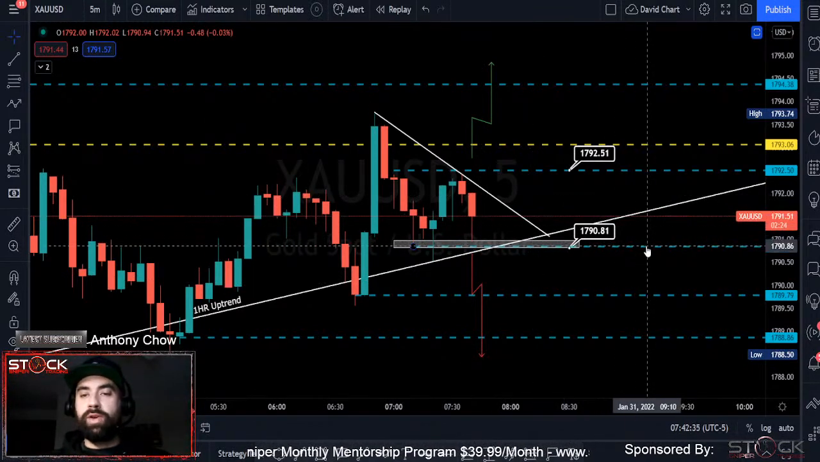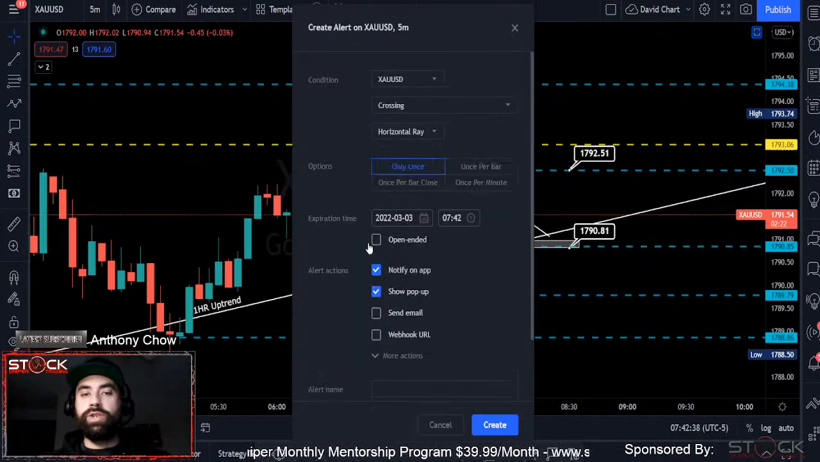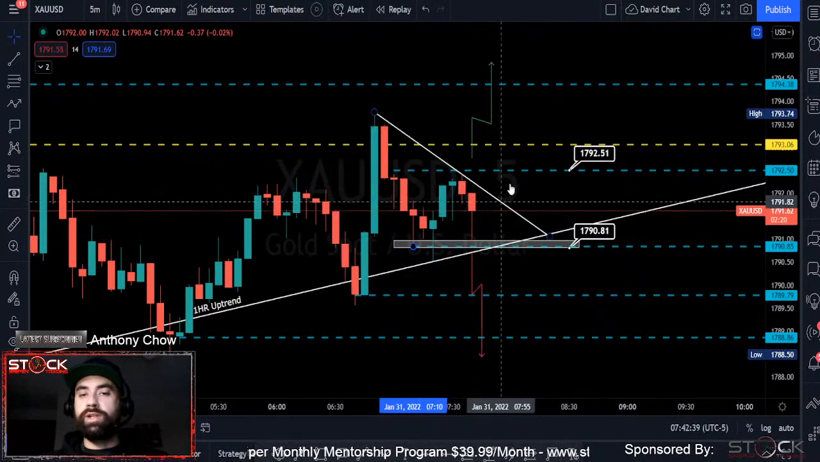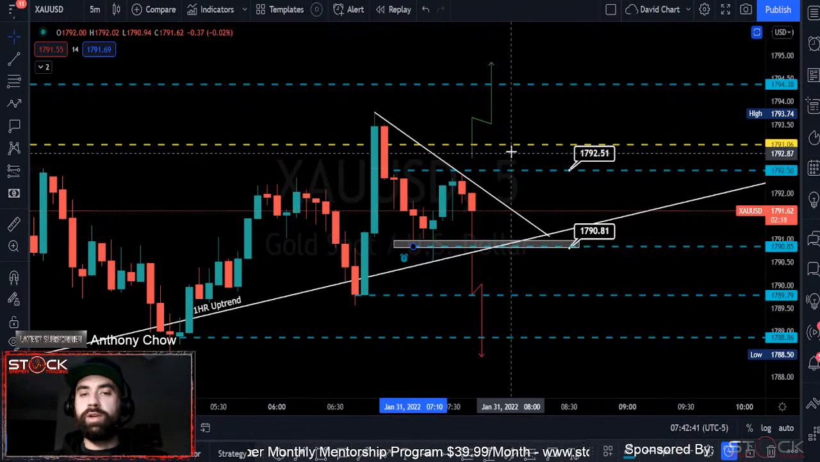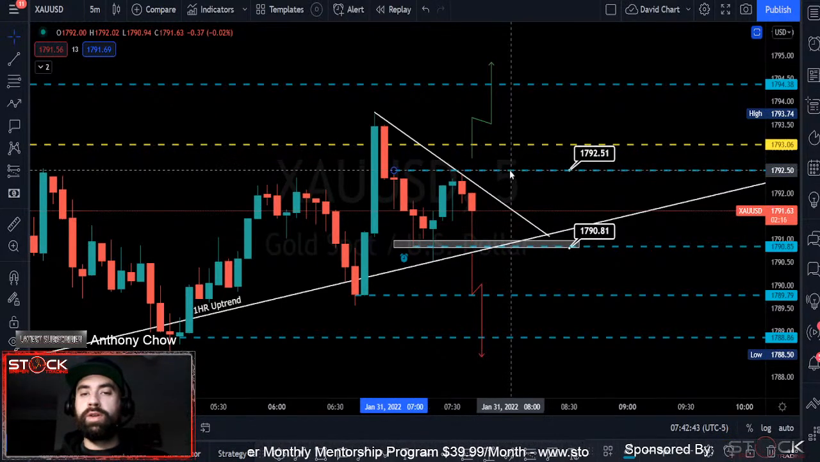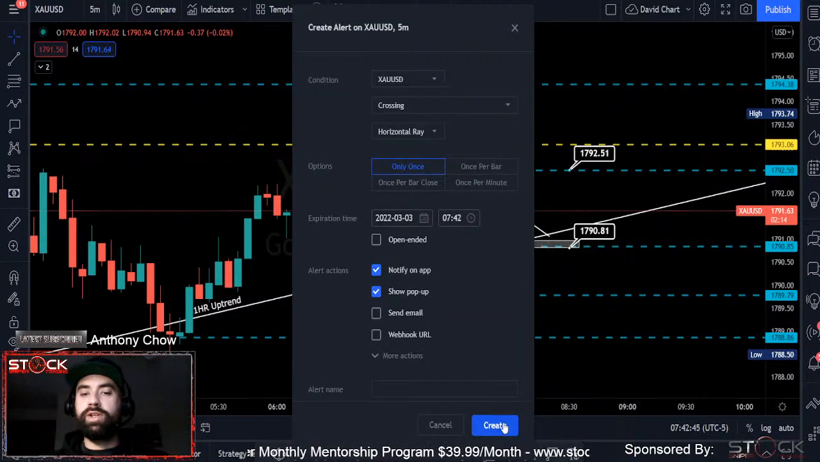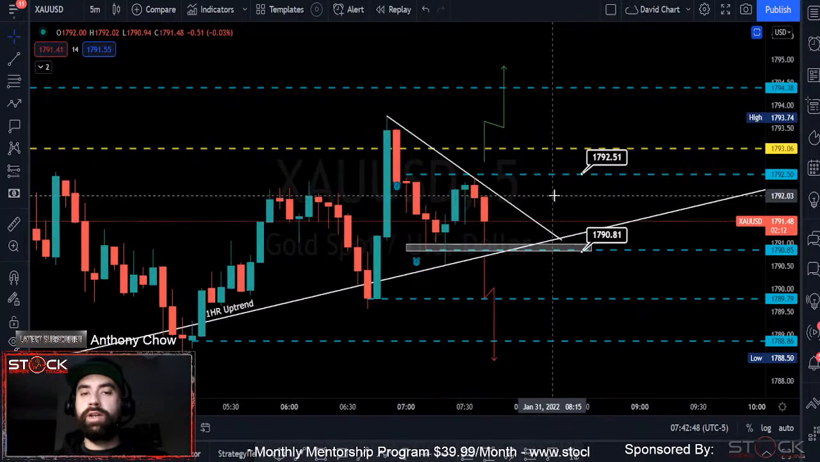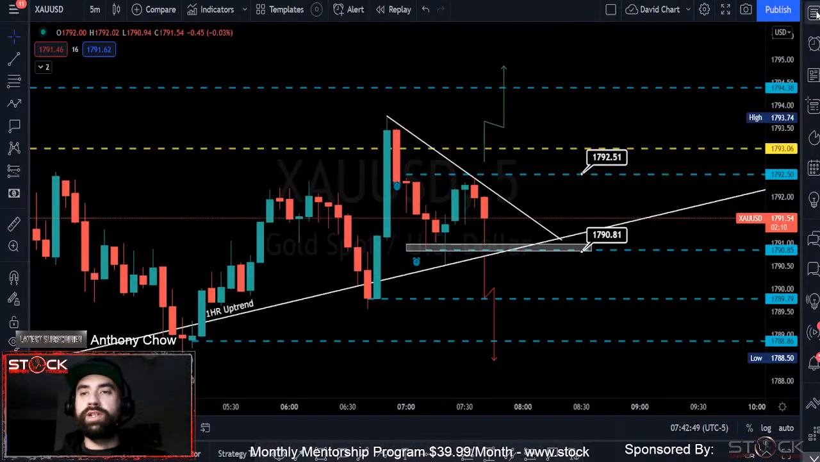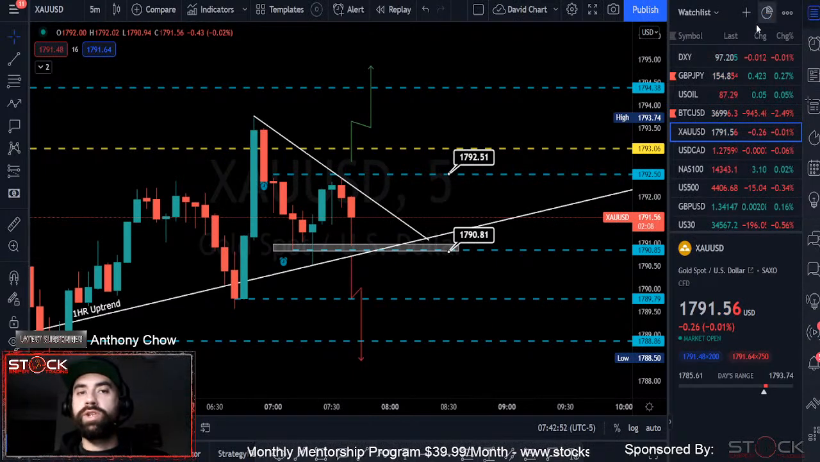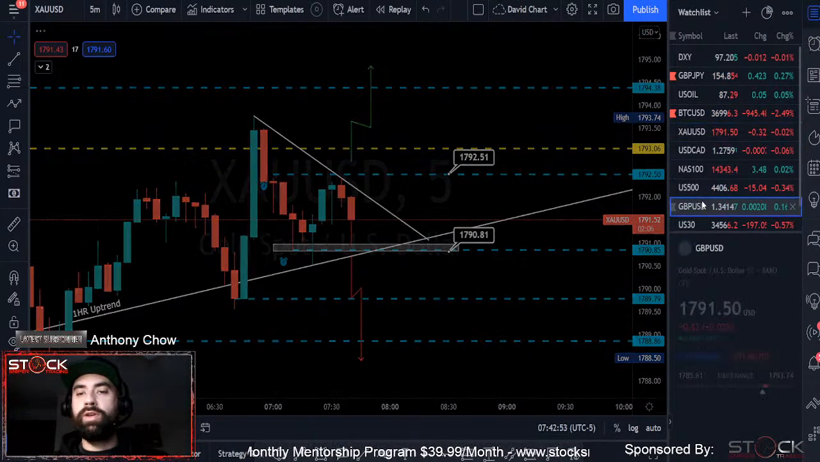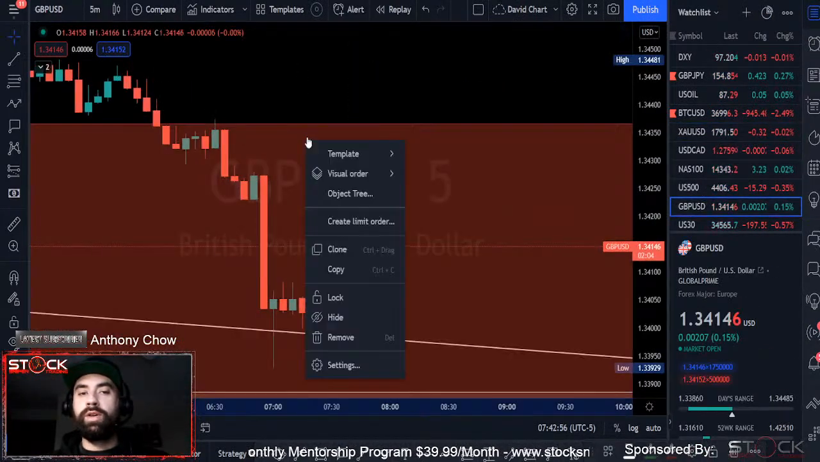I am going to just set some alarms right here. Then we're going to head over and chart GU. GU had a nice little sell-off this morning, guys. I took the US 30 sell a little earlier, but GU had a really nice sell-off. So let's go check out GBP/USD.